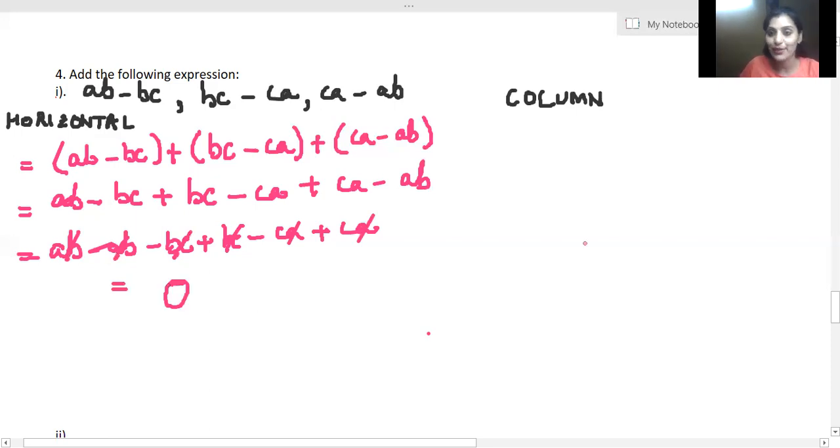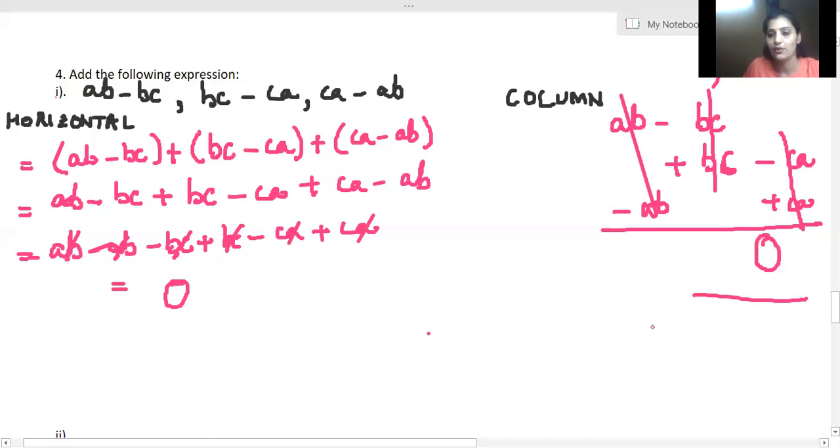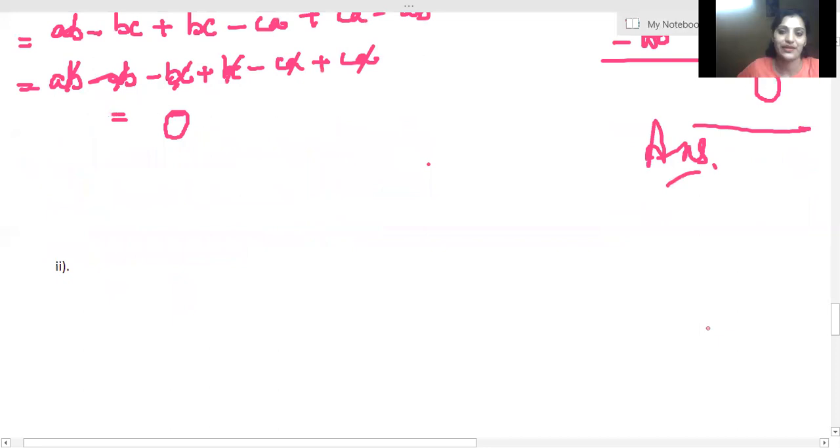Now we will see our column method. Okay, so this first one was this. The next is BC, which has no sign in front. We'll write down plus, minus CA. Next is plus CA minus AB. Right, now simply add this. This will get wiped off, this will get wiped off, and this will get wiped off. So my answer is coming out to be 0. Is that clear? The first part is clear? Yes ma'am. Okay, now go for the second part.